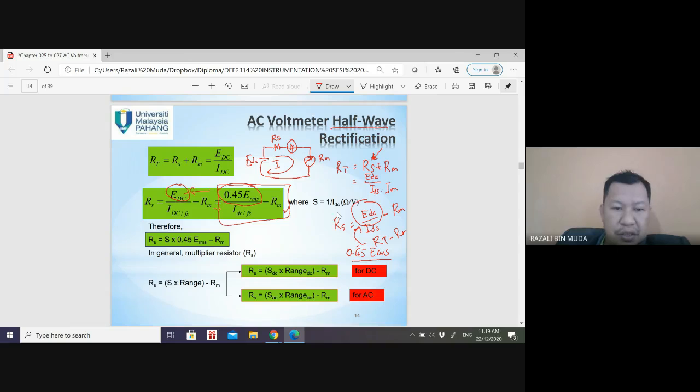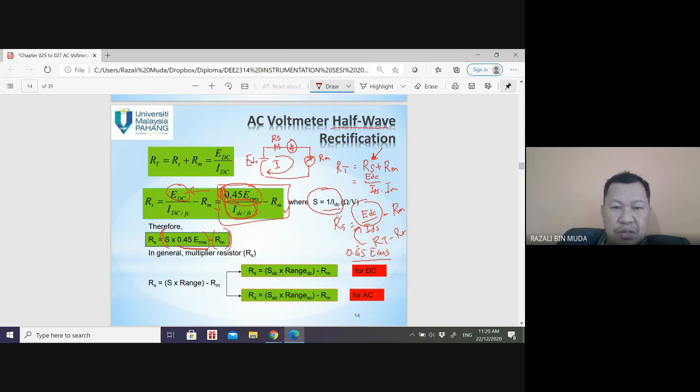Therefore RS is S multiplied by, where is this S coming from? S multiplied by this, 0.45 ERMS, minus Rm. So here S is 1 over IDC, right? This is 0.45 ERMS. This part is S. So S multiplied by this one. You settle this one first, and then the minus. So you understand this equation?